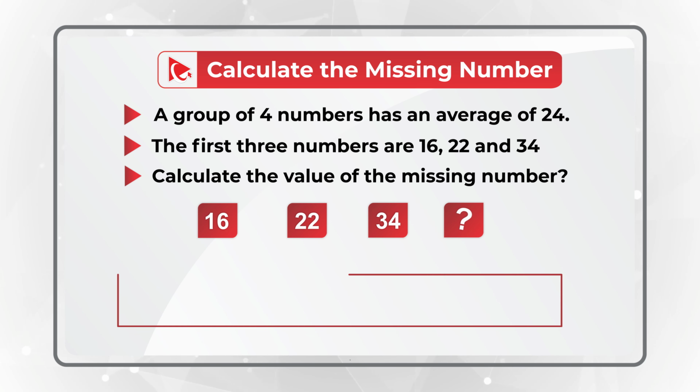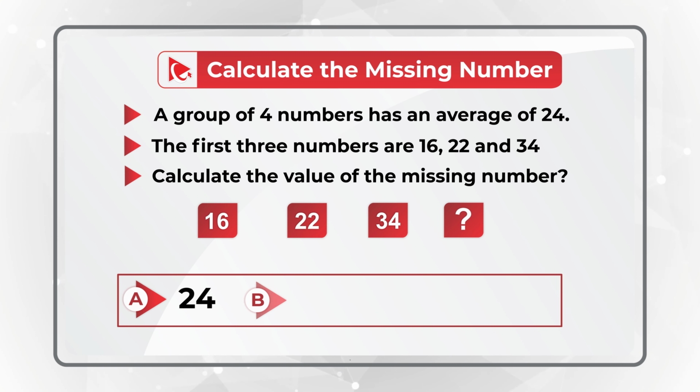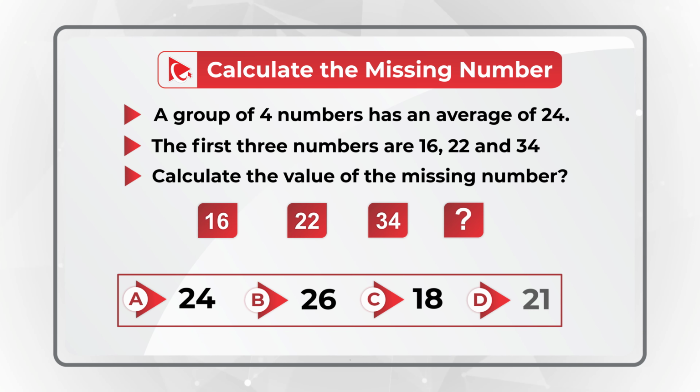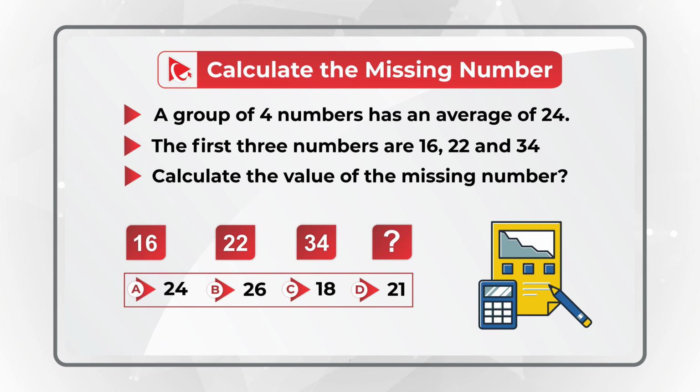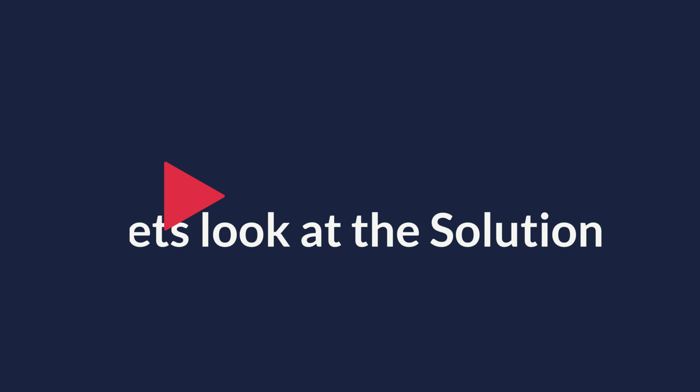And you have 4 different choices. Choice A, 24. Choice B, 26. Choice C, 18. And choice D, 21. Can you do the math? Did you find the answer? Let's move forward so we can get to the correct solution together.